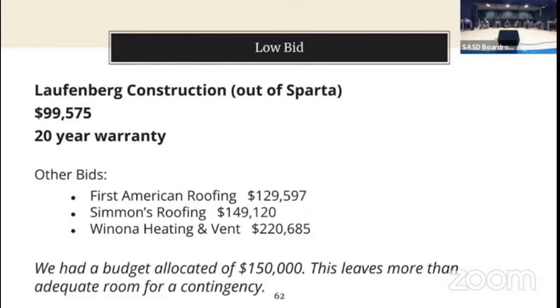Questions from board members? I'll make a motion to go ahead and approve Laufenberg Construction for the 129 or the 150, not to exceed $150,000. I don't think you need the not to exceed. You can just say you're going with Laufenberg Construction. Sounds good. I'll second that. We have a motion from Mr. Lukasik, a second from Mr. Scholze to go with Laufenberg Construction for the Maplewood roofing quote.